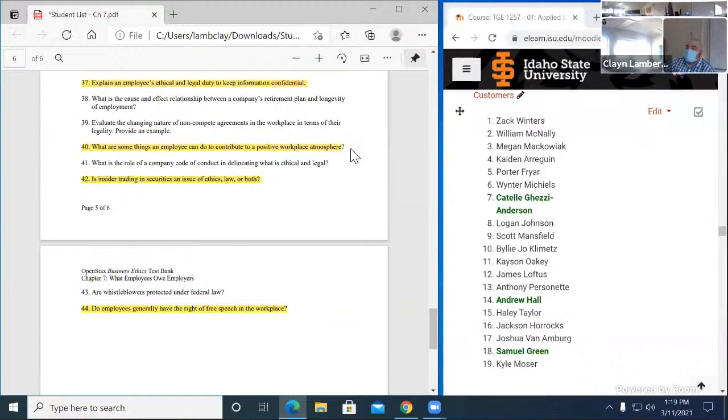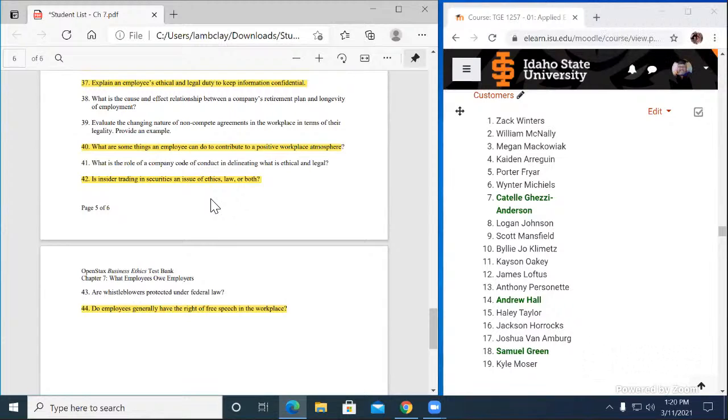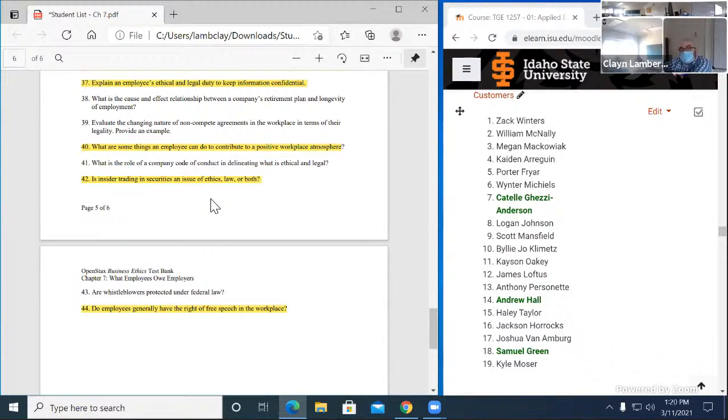All right. Is insider trading in securities an issue of ethics, law, or both? I said both, because it's against the law, like we've gone over. It's against the law to protect other companies and shareholders and whatnot. But it's also an issue of ethics because it's using an upper hand to, for lack of a better word, screw over everybody else. So that's why I said it was both.